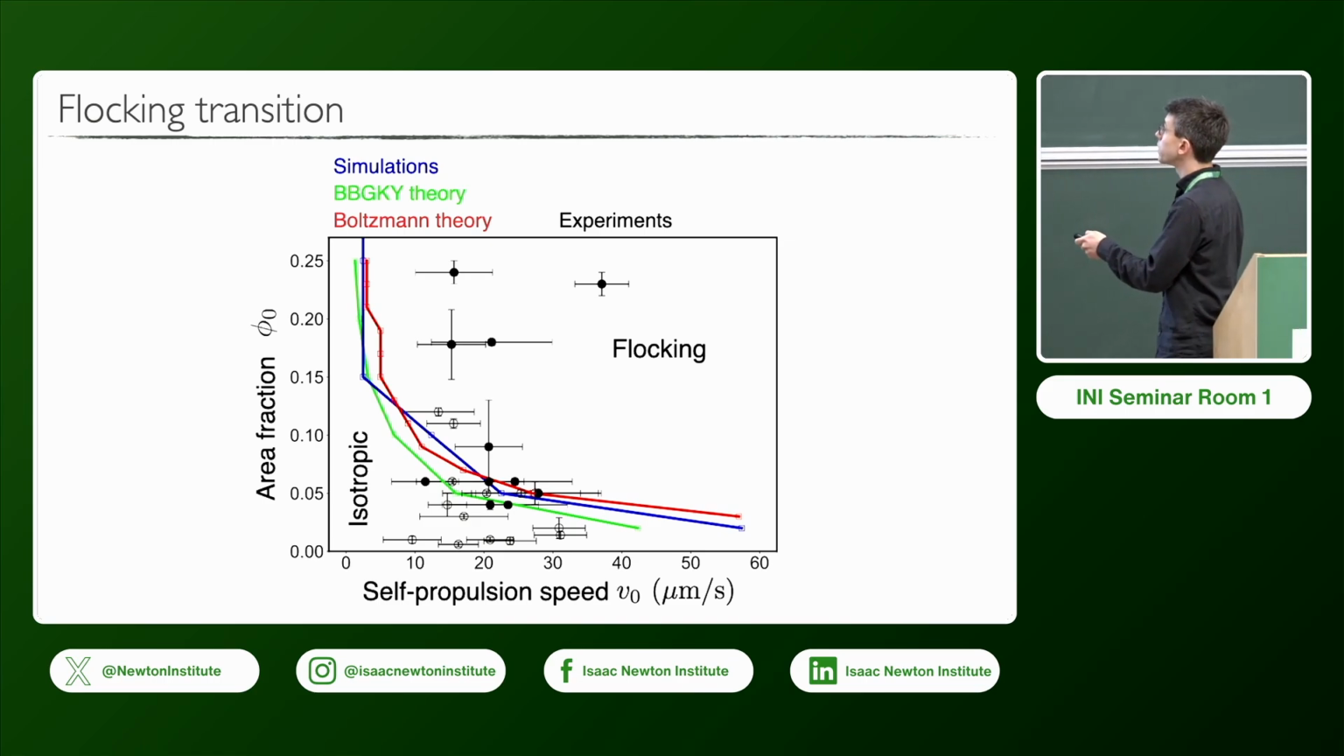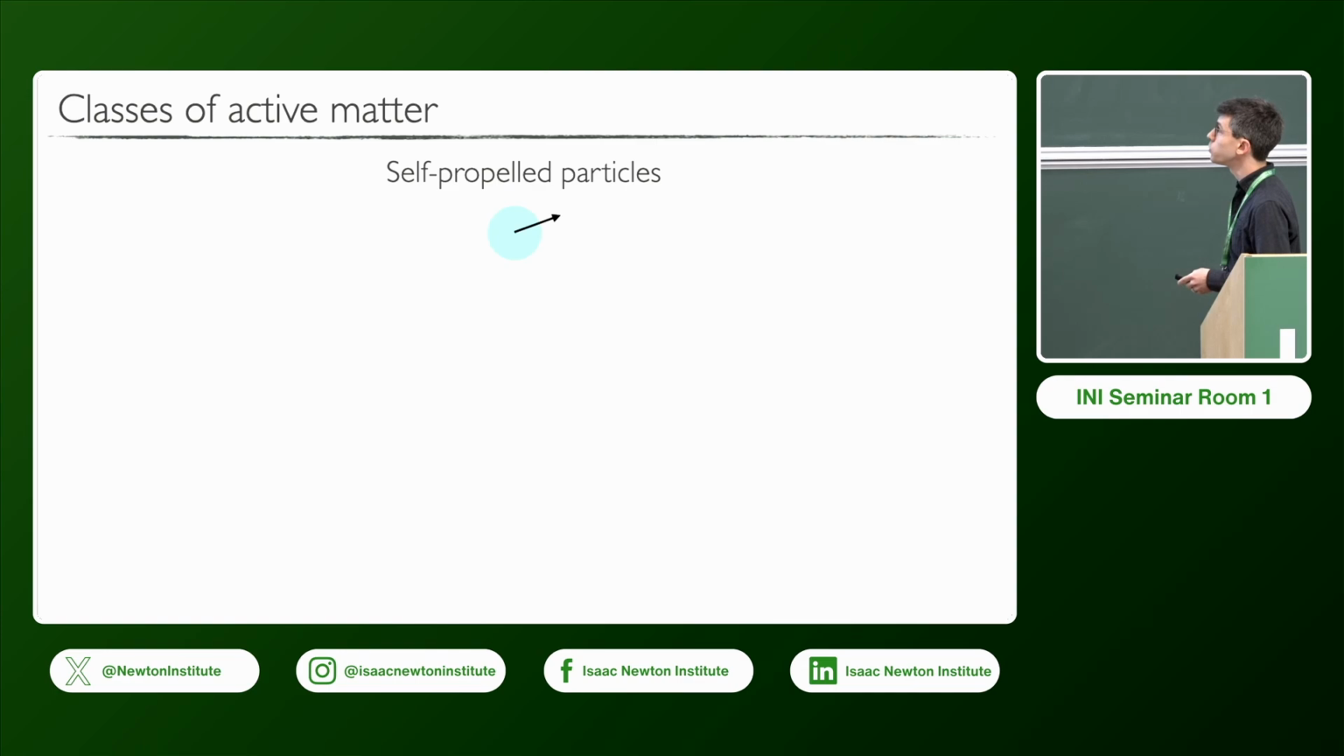And so the ones that showed flocking are marked with these filled symbols, and the ones that didn't are marked with these empty symbols. And roughly you see that our calculations match roughly what is seen in the experiments. Okay? So just two thoughts to end up.